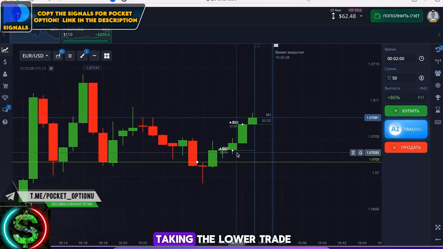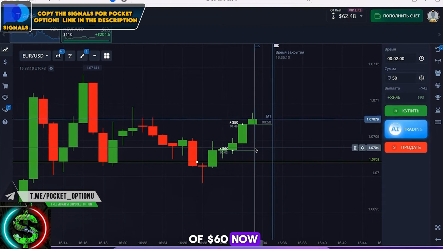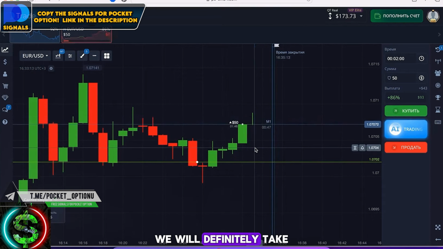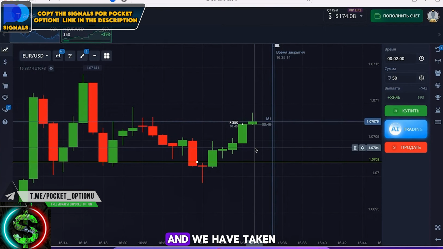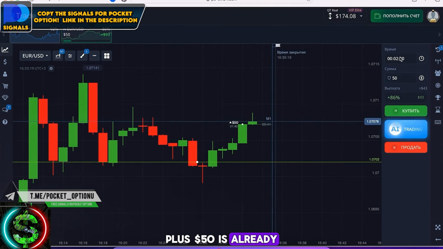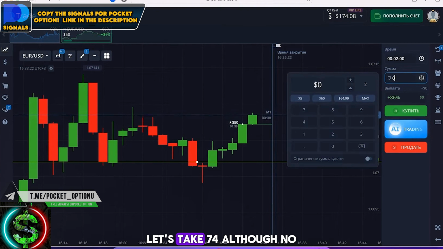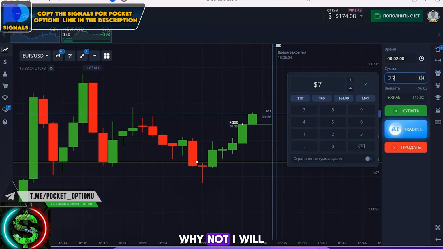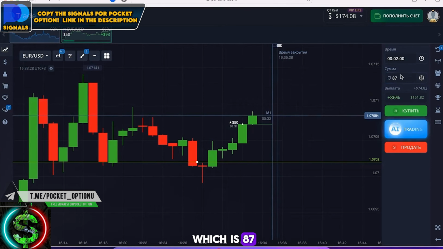And we are also taking the lower trade of $60 now. Plus 2 profits, as I said. We will definitely take 100% here. And we have taken them. $174 in balance, plus $50 is already active in our trade here. Let's take 74, although no, why not? I will do it this way, dividing $174 by 2, which is 87.